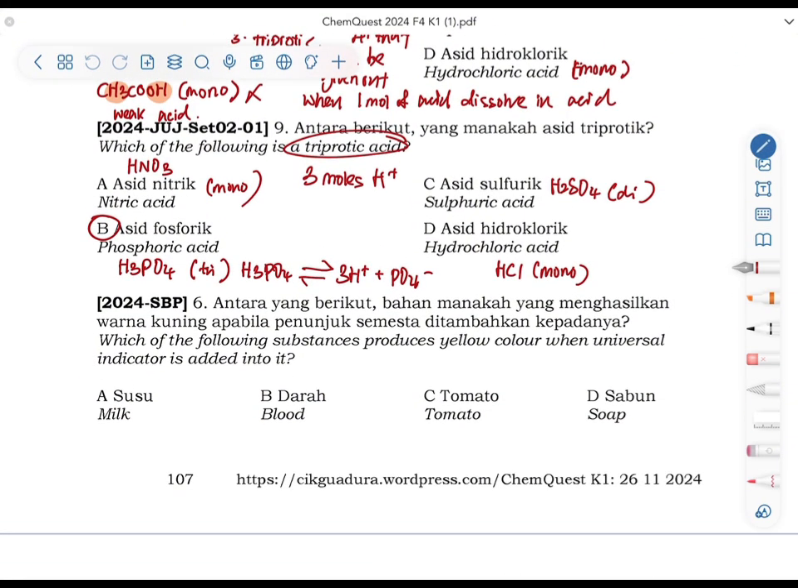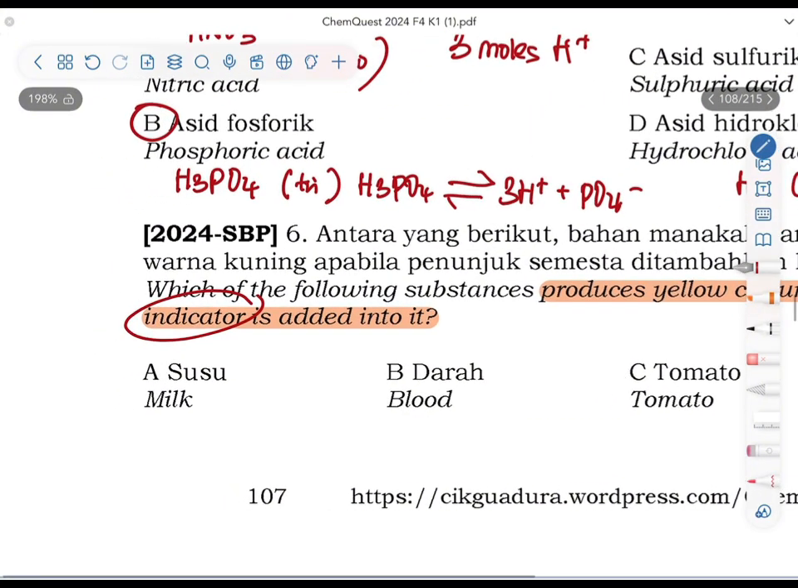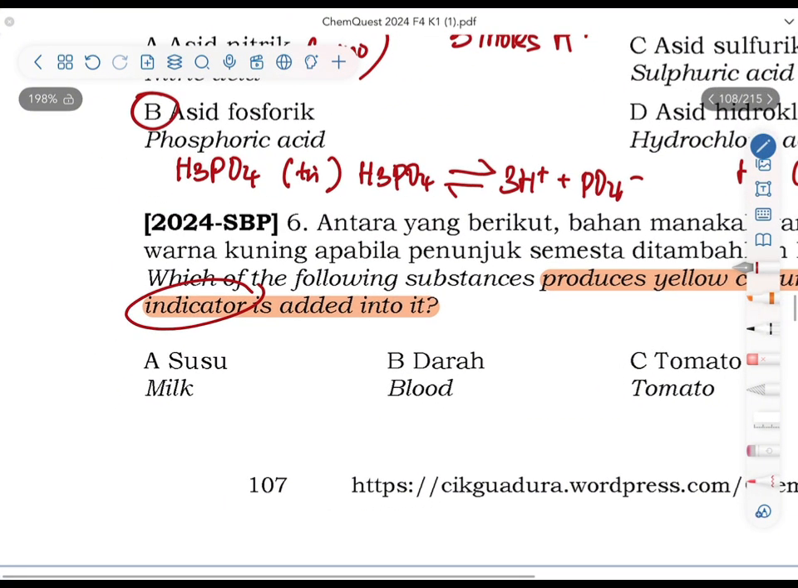Hi, so let's continue with the discussion. This is the question which asks which of the following substances will produce the yellow color when the universal indicator is added to it. So the first thing you need to know is what a universal indicator actually is.